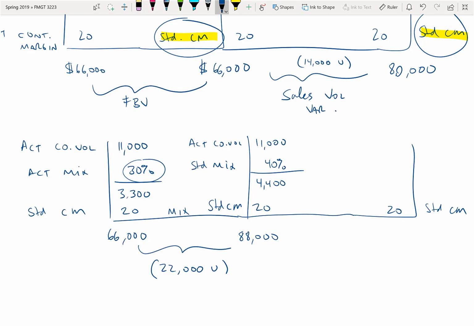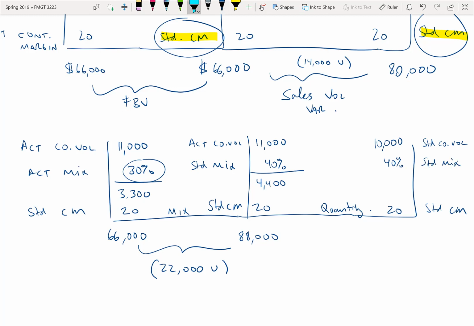Now, on the other side, we've got our quantity variance. Quantity. Okay. And our quantity variance here was, well, let's work it out. Our standard company volume. So notice here we're varying the quantity. Would have been 10,000 tickets. We're going to hold mix constant at 40%, and that's our standard mix.